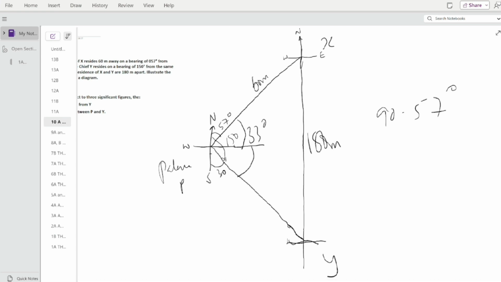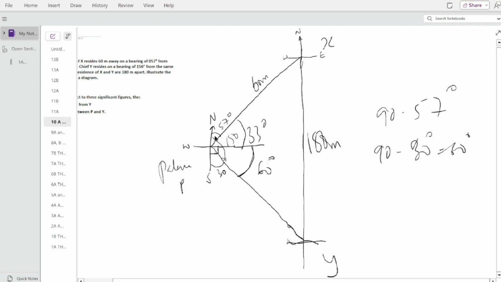Knowing that this angle is 90 and this is 30, the rest will be 90 minus 30. 90 minus 30 degrees will give you 60 degrees. So this left angle is 60 degrees. And we can also use the 150 to calculate it. So traveling 150, you've traveled 90. Then the rest will be 150 degrees minus 90 degrees. It will also give you 60. That means either way, this angle is 60.